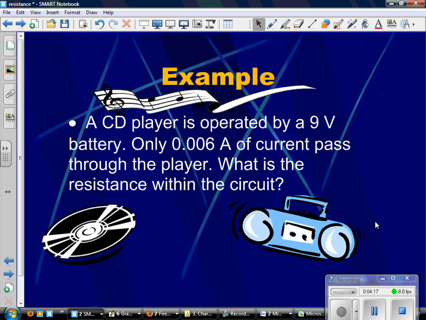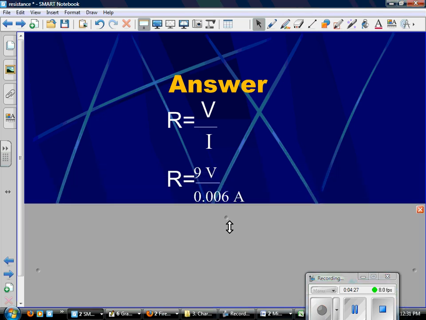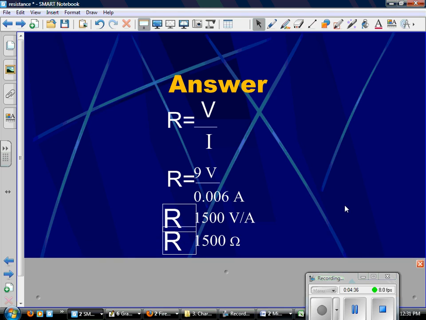So here's an example using that formula. So we use the formula. We have 9 volts over 0.006 amps, which gives us 1,500 volts per amp, or 1,500 ohms.